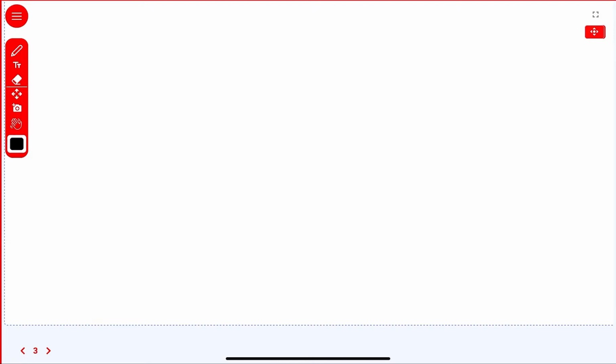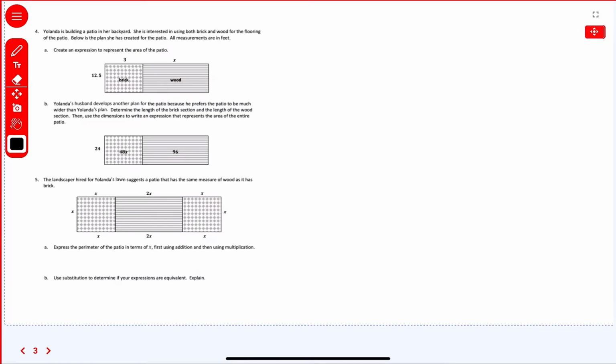Okay. Page 3. All right, Yolanda, man, she is busy. We call her a busybody. She's always working. Yolanda is building a patio in her backyard. She's interested in using brick and wood for the flooring of the patio. Below is the plan she has created for the patio. All measurements are in feet. Create an expression to represent the area of the patio.